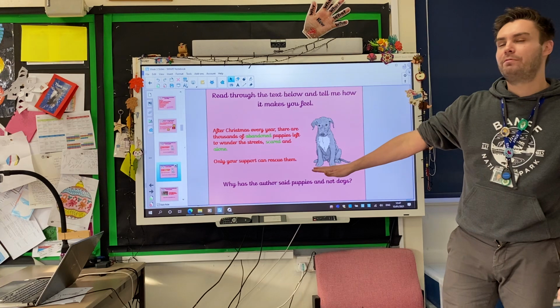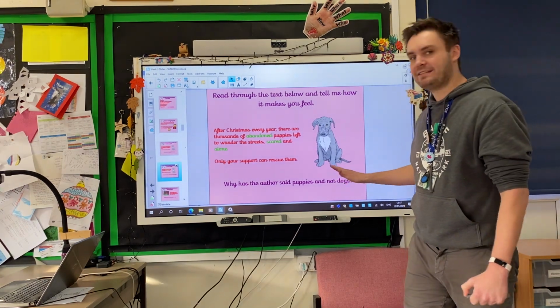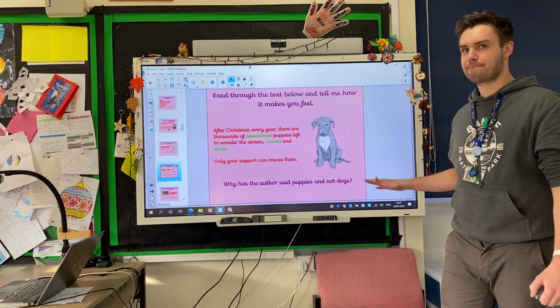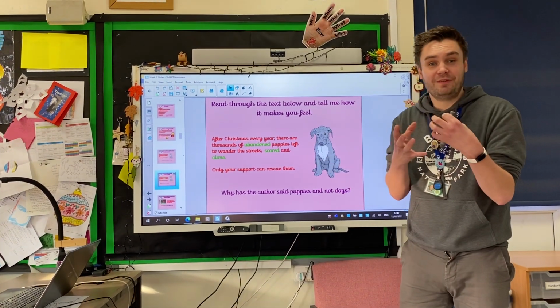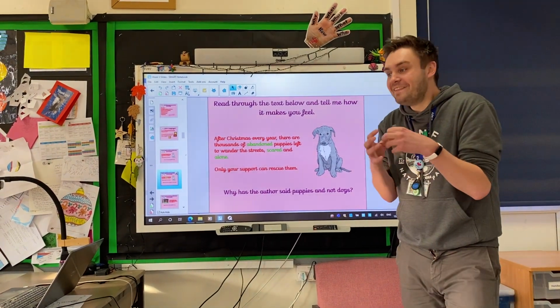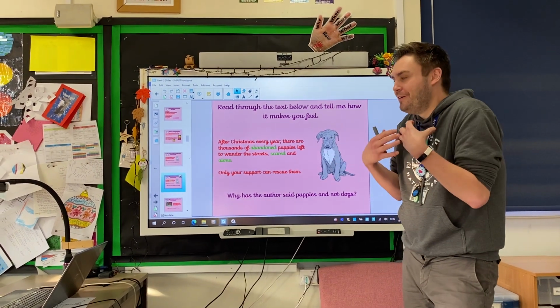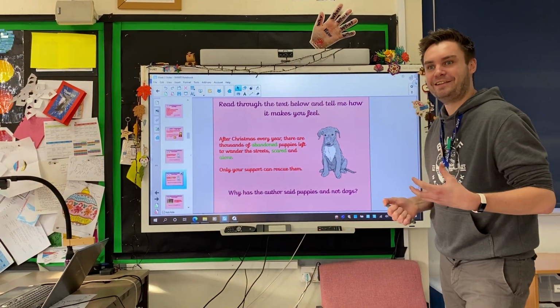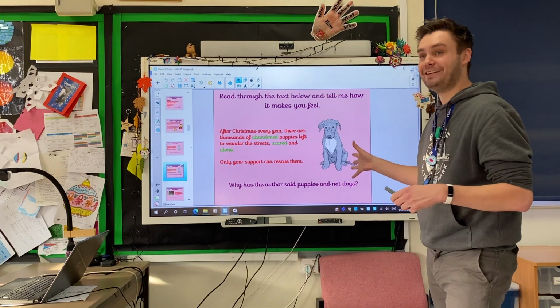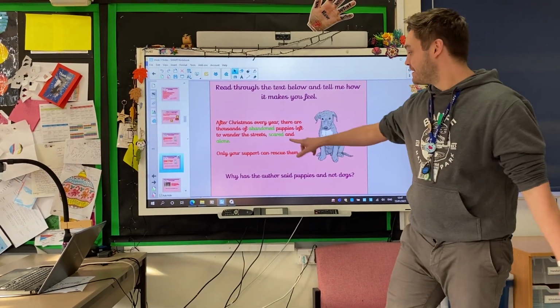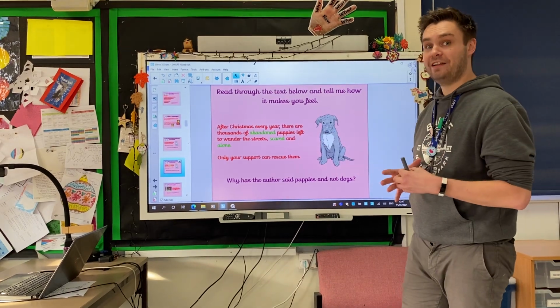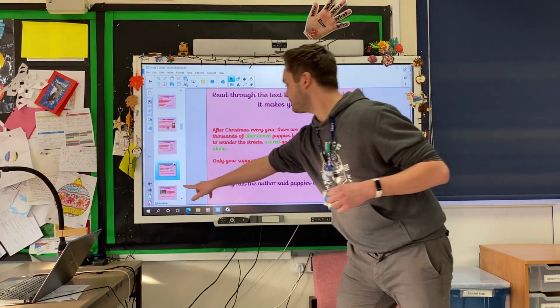Why, on top of that though, do you think the author has said puppies and not dogs? There's a clear reason for that. Puppies are smaller, they're cuter, they're more delicate. You tend to feel much more responsibility and you feel sadder when something happens to a puppy in comparison to a dog because it's a lot younger as well. So again, changing your noun can also have an impact on something too.